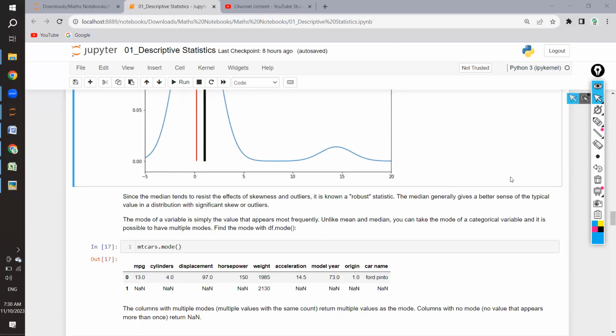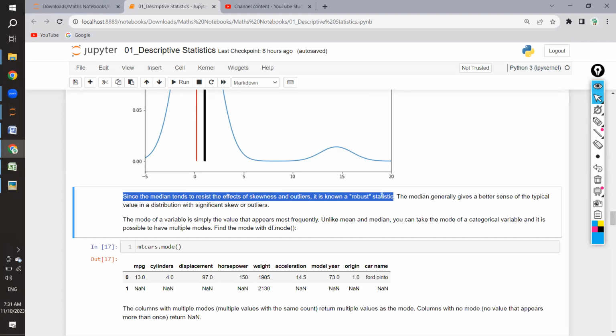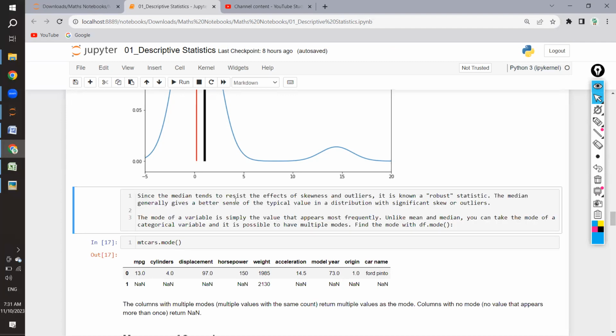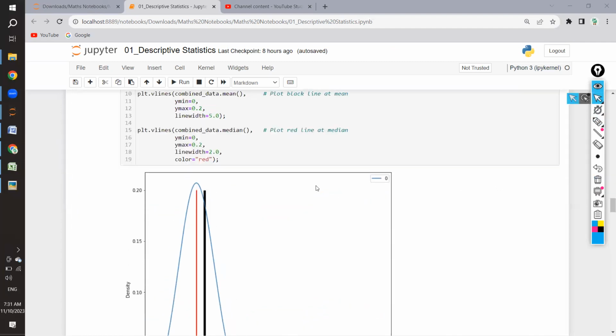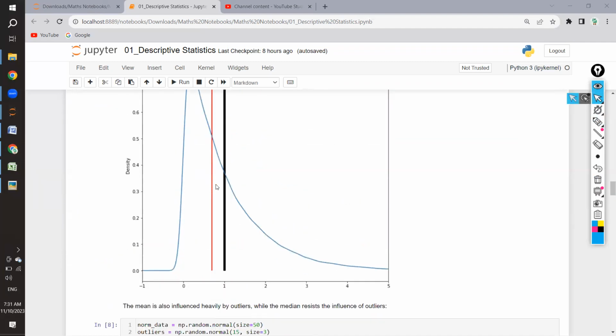Okay, as you can see, since the median tends to resist the effect of skewness and outliers, it is known as a robust statistic. The median will tend to resist the effect of skewness and outliers. So even though you are here, what is this? This is an outlier. In the above case, what are these? This is a skewed distribution.